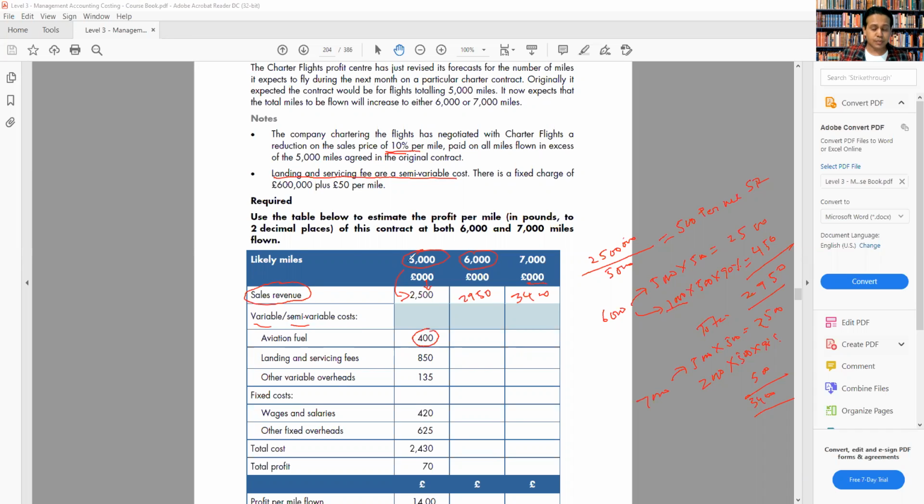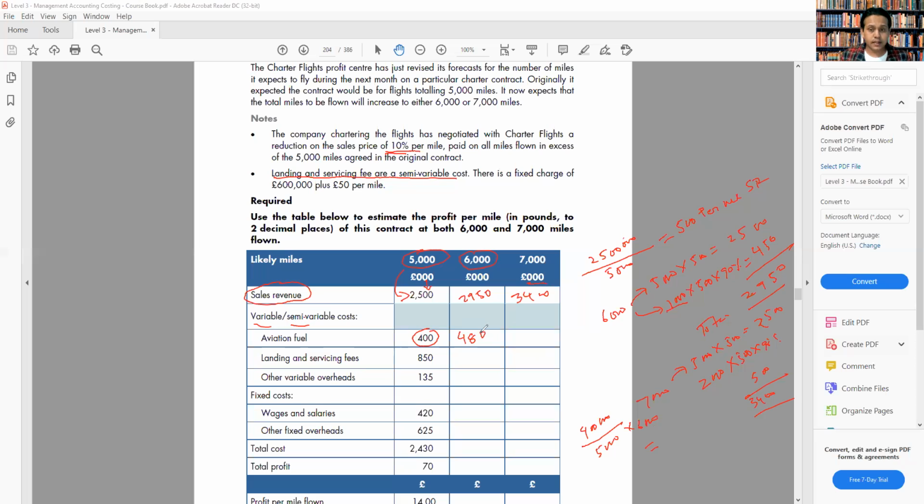400,000 is the cost for 5,000 mile. How much will be the cost for 6,000? Very easy. So 400,000 is the cost for 5,000 mile. If I divide, that will give me the per mile, and if we multiply it by 6,000, that will give me the cost for 6,000. So how much will it be? Can you get this figure? 400 divided by 5,000 times 6,000 gives you 480. Very well done. 480.